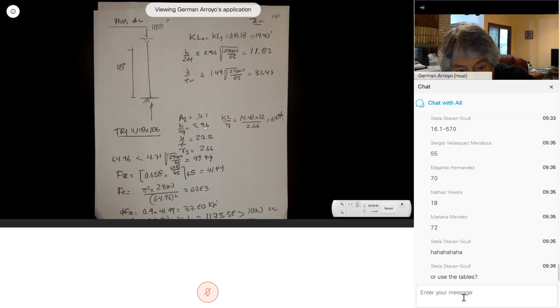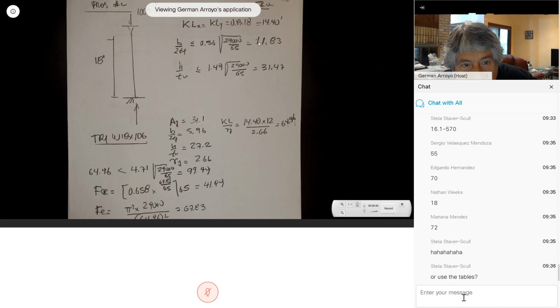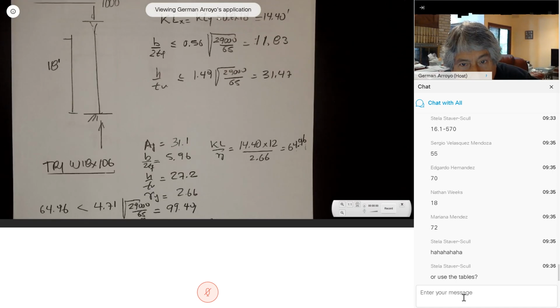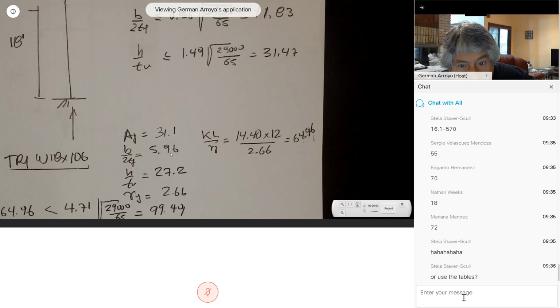In chapter 1, it gives me gross area, B over 2 times the thickness of the flange, H over TW, because I have to make sure that I don't have a slender section or local buckling. And here on the top, I have KL, KY, 0.8 and 18, 14.40 feet. You already told me 0.8, 18, B over 2 times the thickness of the flange, H over TW for 65, 1183 and 3147. So 1183 and 596, okay. 3147, 27, okay. No local buckling.